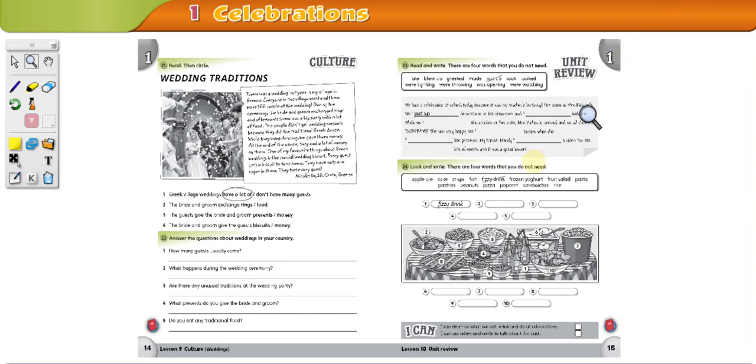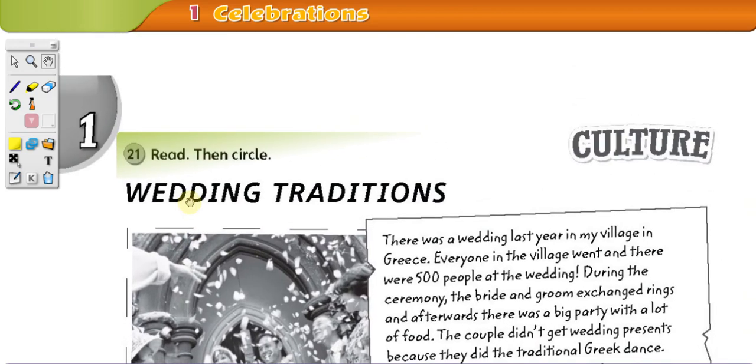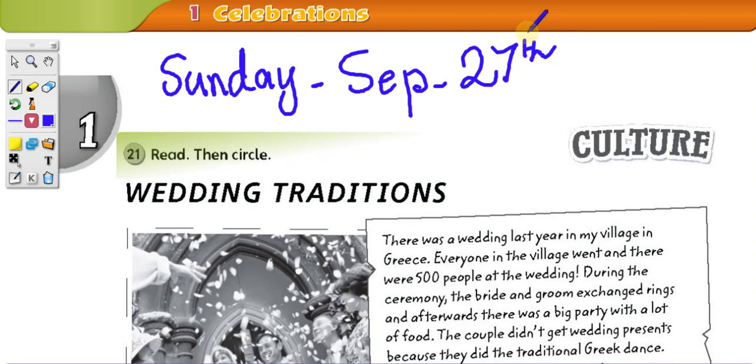Now let's open page number 14 in the activity book. It's all about wedding traditions. Of course, at the top of the page we are going to write the day and the date. It's Sunday, September 27th. I will read the paragraph for you and please follow along with me. Let's get started.